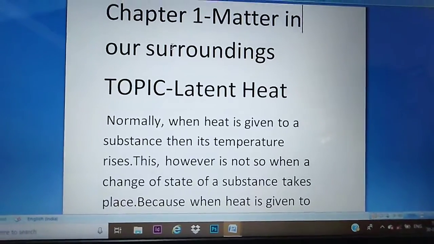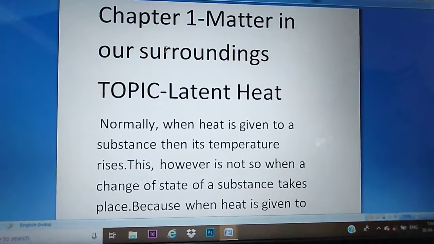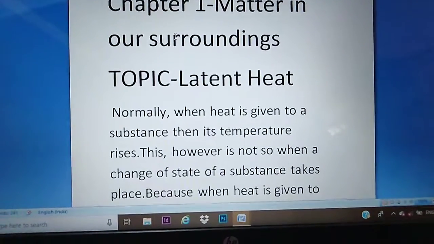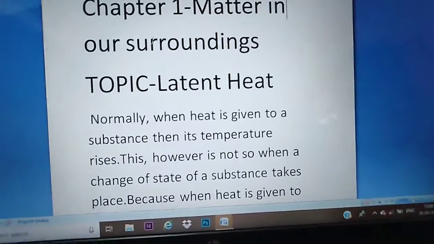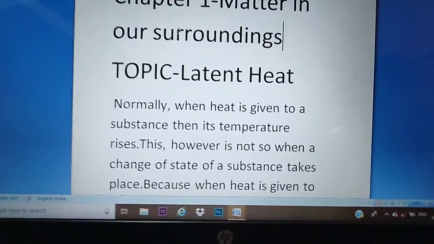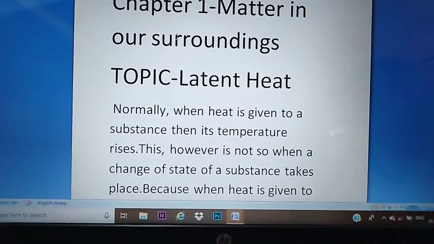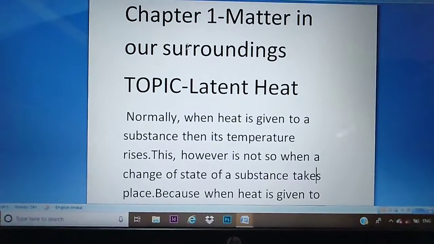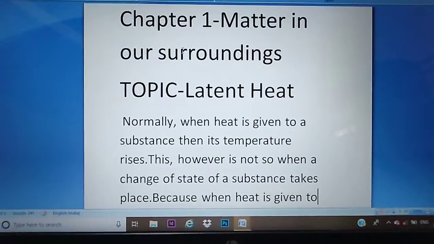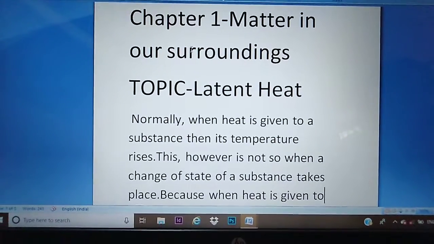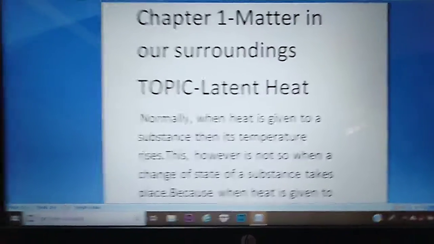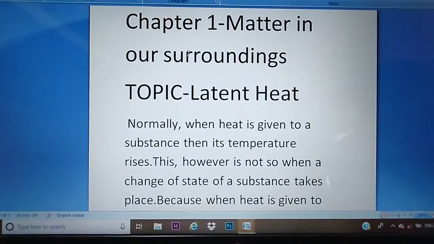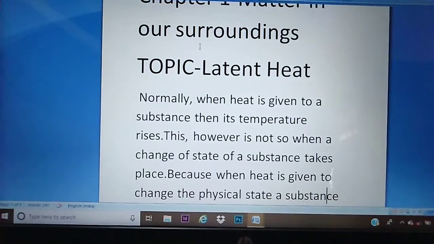Now while going to the change of temperature, I have to mention one term that is known as latent heat. What is latent heat? Normally when heat is given to a substance, its temperature rises. That means whenever some heat is supplied to a substance, there is an increase in the temperature. But this is not so when a change of state takes place. Suppose a solid is changing into a liquid or a liquid is changing into steam, then there is no rise in the temperature.